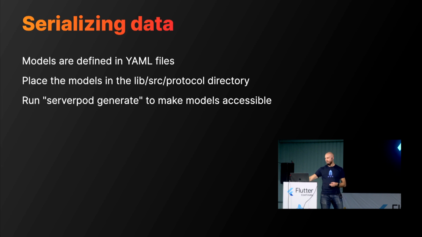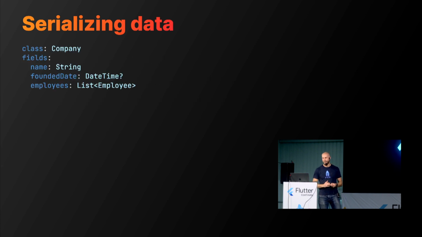So we'll have a quick look at some of these classes too. This is an example of a company. The class is named company, and it has a number of fields, like a string, a datetime, and the list of employees. And if you do it just like this, the list of employees will be stored as a JSON object in the database.